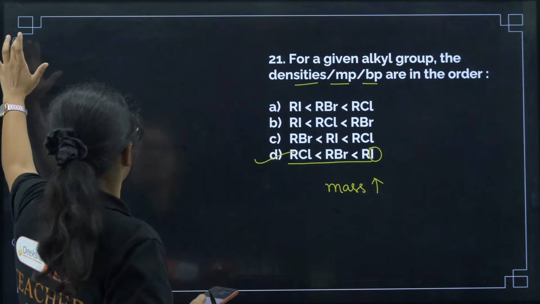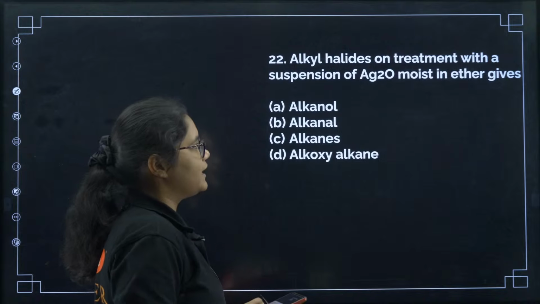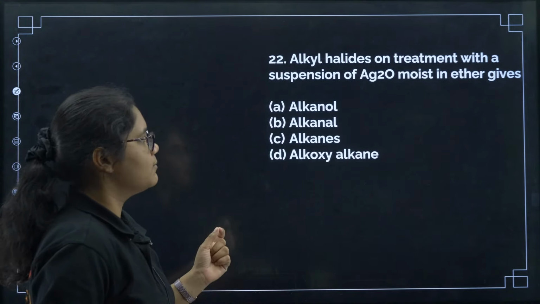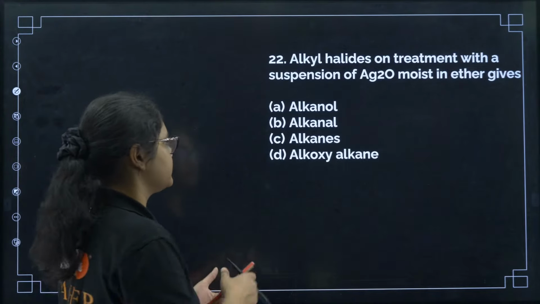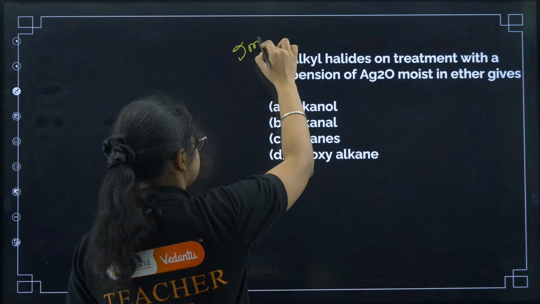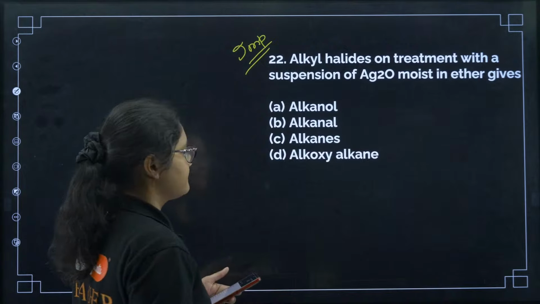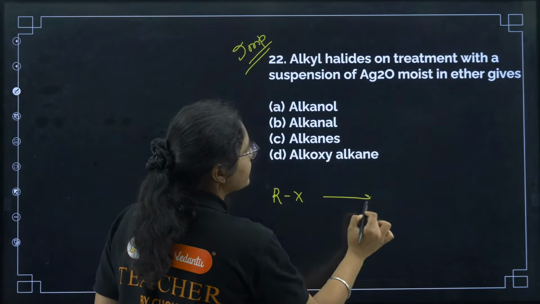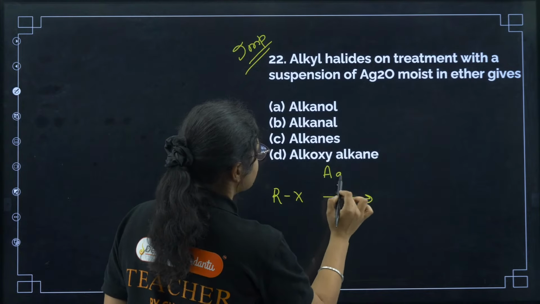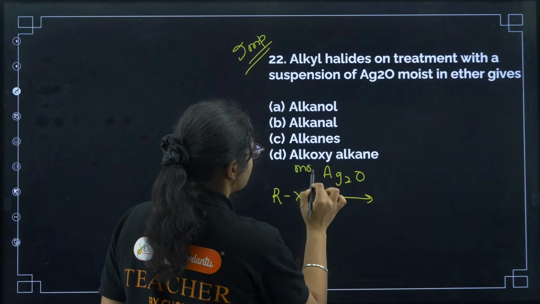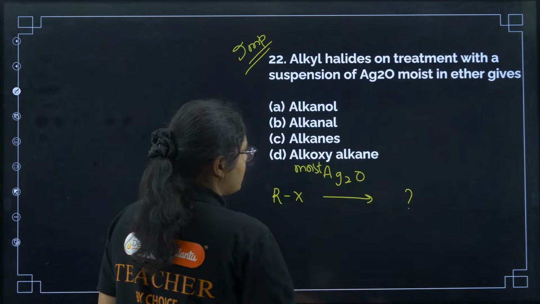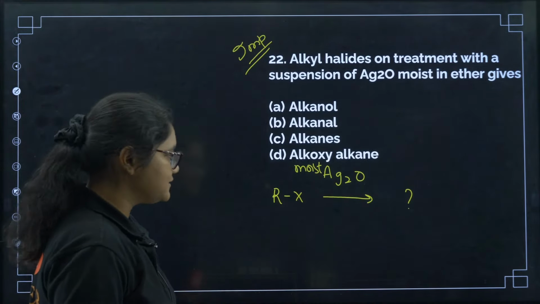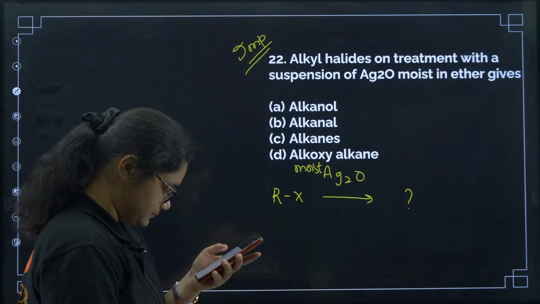Okay, next, question number 22. Alkyl halides on treatment with a suspension of moist Ag2O in ether give you? This is also an important question. What is the product formed here? Alkanol, alkanal, alkanes or alkoxyalkane?